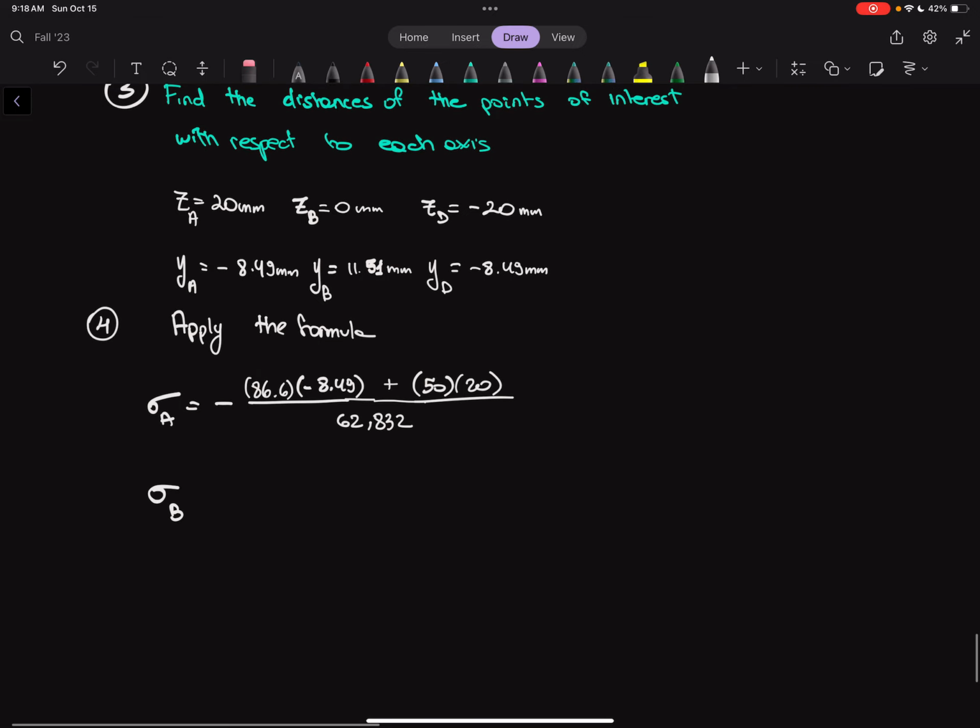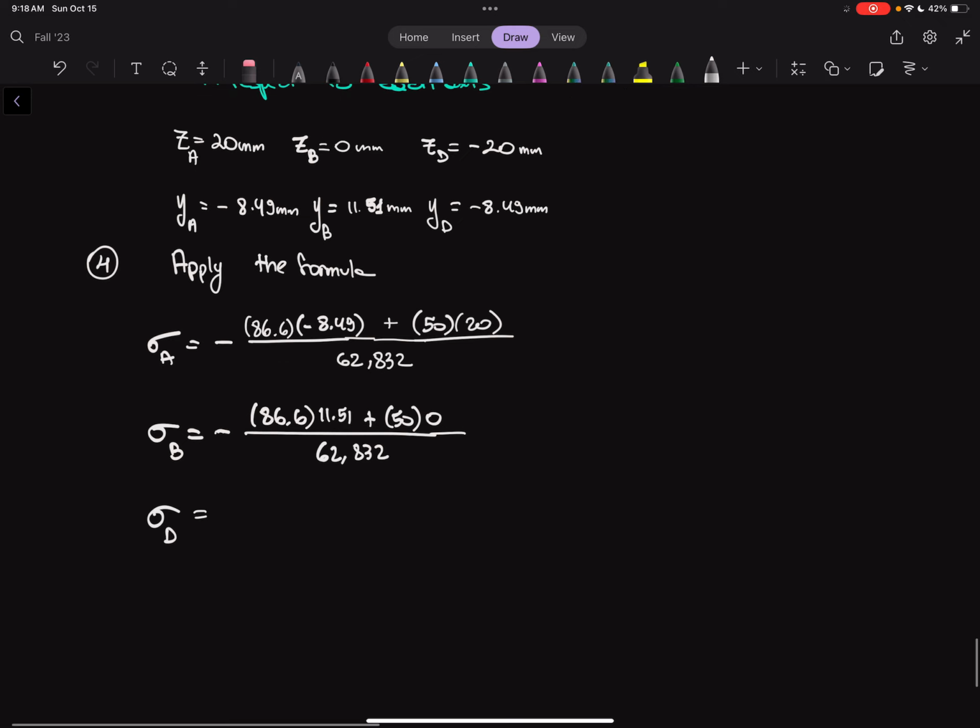For B, we'd have the moments are the same, area moment of inertia also. What changes is the distance. And so for this would be 11.51 and 0.